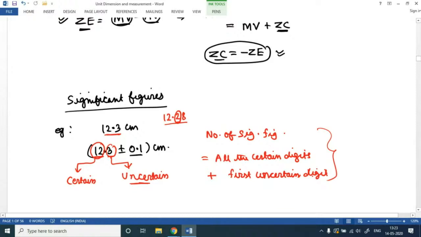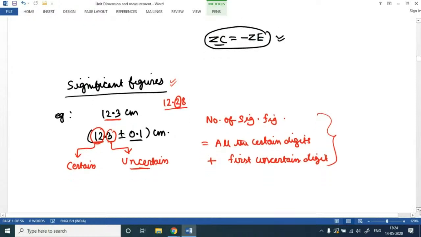And please understand, the number of significant figures you only count when you are talking about any measured value. Okay, right? This is how it is. For example, in this, the number of significant figures is 3. Number of significant digits is 3.